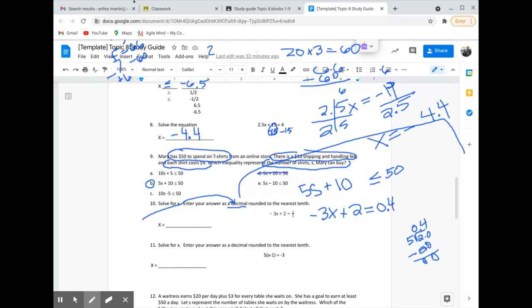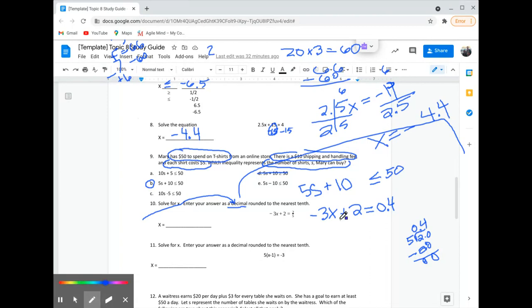All right, so when we do this, what's the first thing we need to do so that we get negative 3x by itself? Subtract. That's right, we're going to subtract first. We subtract by 2 here, minus 2, and it's going to make a 0 pair. So we're going to be left with negative 3x is equal to negative what? 1.6. Perfect.